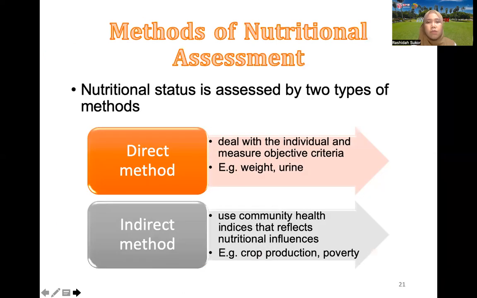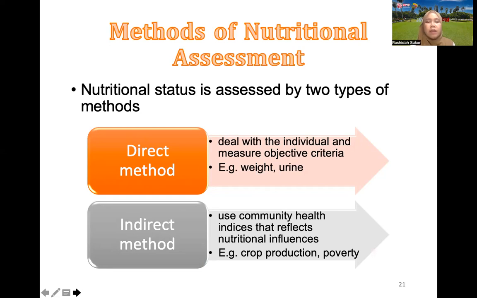Okay, so methods of nutritional assessment are divided into two different methods. One is the direct method, which deals with the individual and measures objective criteria. For example, you want to measure the weight of a particular individual or of the people in the population that you want to study. Another example is you collect the urine and you want to know what the biomarkers of the urine are. This is what we call the direct method.